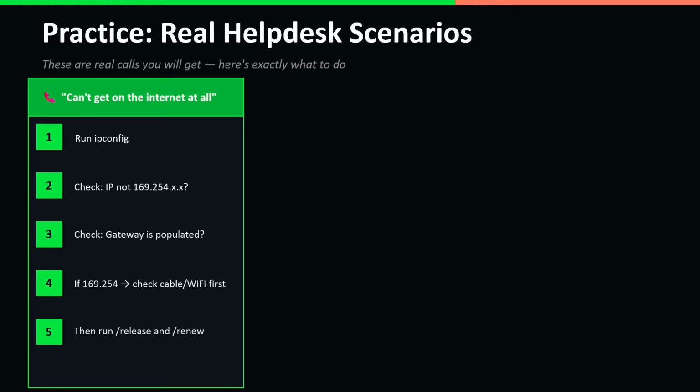Scenario 1 is if you get somebody that says, "I can't get on the internet at all." For this, you'd probably run ipconfig and check to see if there's a valid IP. Make sure that it's not 169.254. And then you'll check to see, is there a gateway? And remember, if the IP is an APIPA, the computer isn't actually connected to the router. So you'll check the cable or check the Wi-Fi, and if needed, you can use /release and /renew.